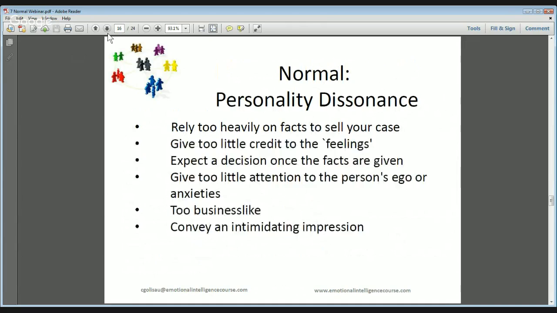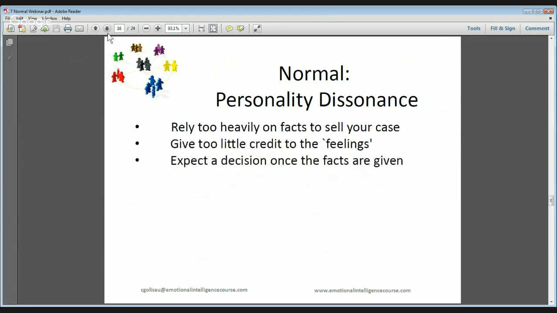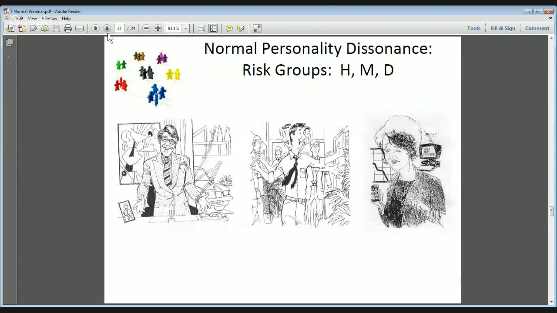Too much on facts, not enough on feelings, expect a decision once the facts are given. The three components, in fact, that they have the most difficulty with are these three: hustlers, movers, and double checkers. Hustlers, well, normals don't like them because they think they're unethical, and hustlers don't like normals because they think they don't want to do a deal. They follow the rules too much. And hustlers like negotiating and bending the rules slightly.